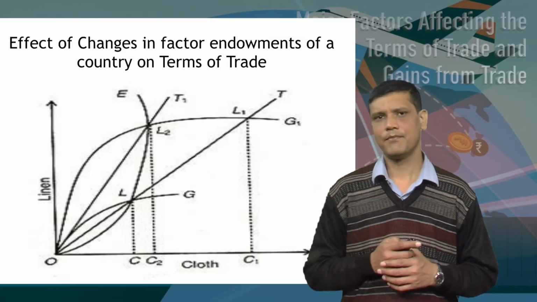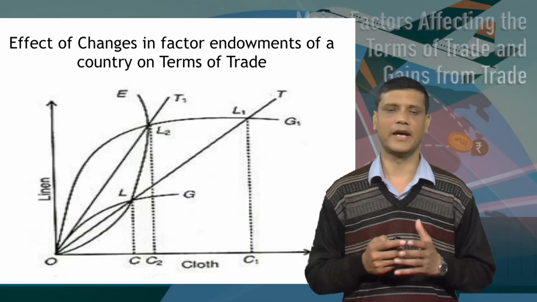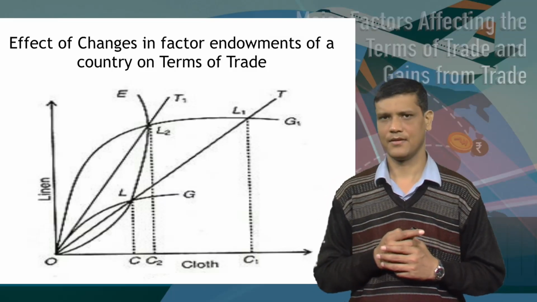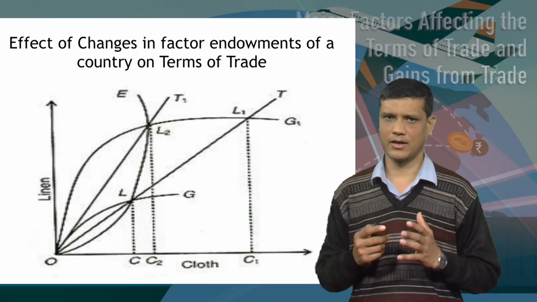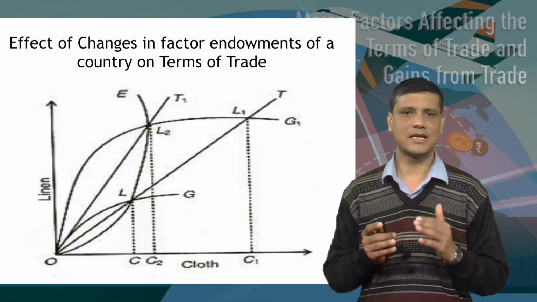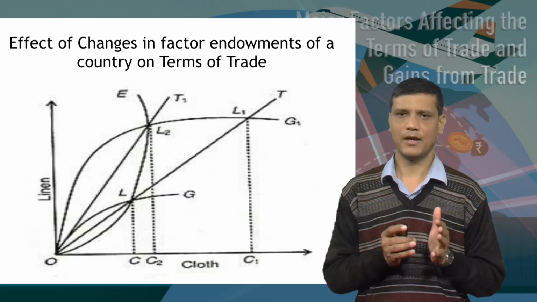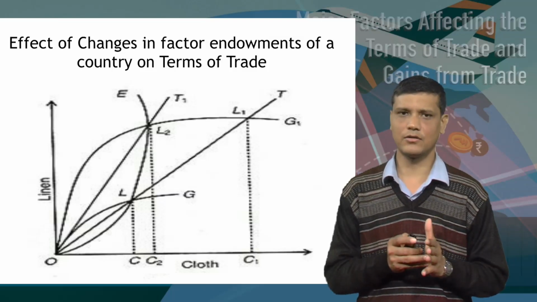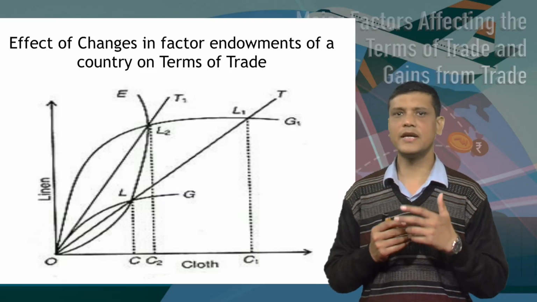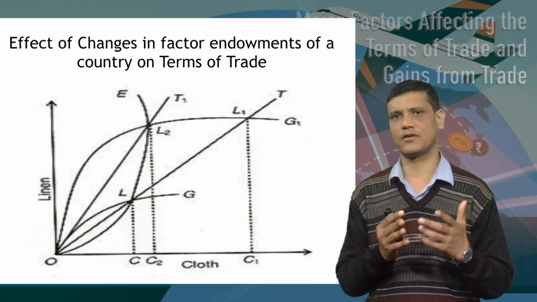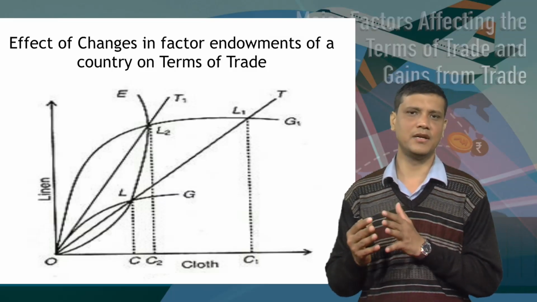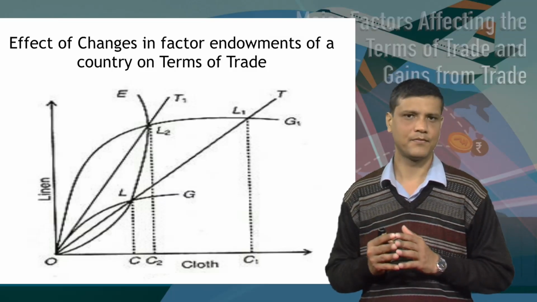So in the diagram, OE is the offer curve of England and OZ is the offer curve of Germany. Before any change in factor endowments, the terms of trade of England and Germany are settled at point L, where they trade OC of cloth for CL of linen. Suppose there is an increase in the supply of Germany's factors of production. As a result, the new offer curve of Germany is OZ1.